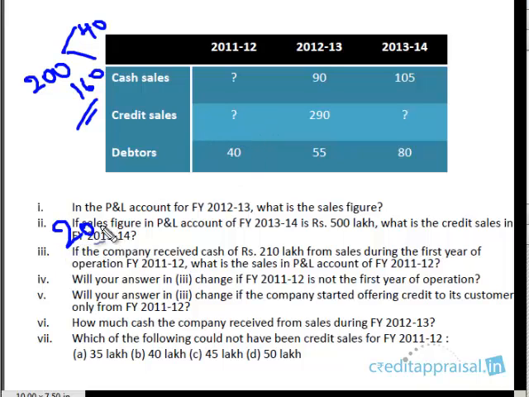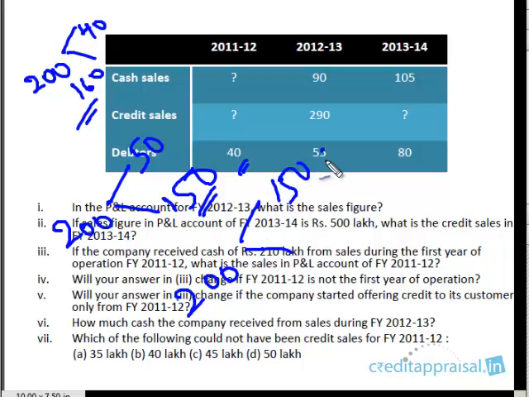Could there have been a situation where the company made cash sales of 150 and credit sales of 150? This is also possible, because still 40 is less than 150. Let us take an example where 150 is the cash sales and 50 is the credit sale.